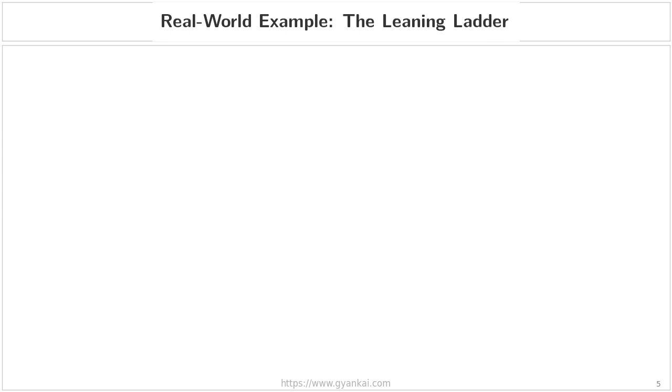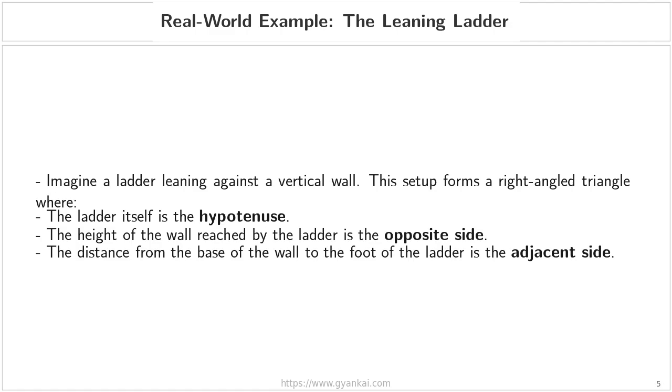Real-world example, the leaning ladder. Imagine you have a ladder leaning against a vertical wall. If you look at this setup, it forms a perfect right-angled triangle. In this scenario, the ladder itself acts as our hypotenuse. The height of the wall where the ladder touches is our opposite side, and the distance along the ground from the base of the wall to the foot of the ladder is our adjacent side.